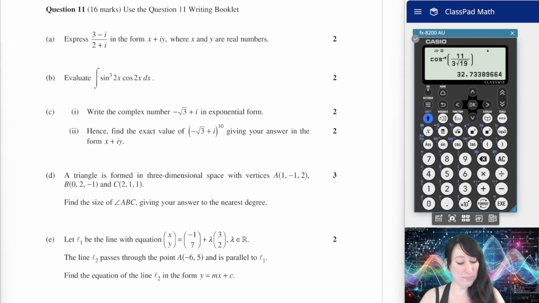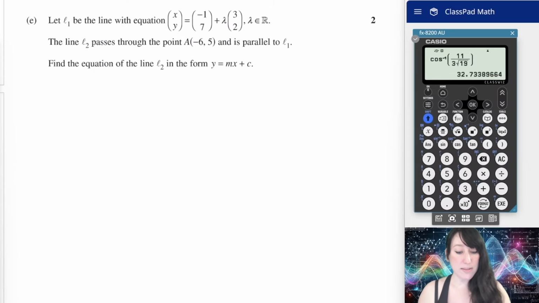Question 11e. Let L1 be the line with equation (x, y) equals (-1, 7) plus lambda times (3, 2), where lambda is a real number. The line L2 passes through the point A (-6, 5) and is parallel to L1. Find the equation of line 2 in the form y equals mx plus c.